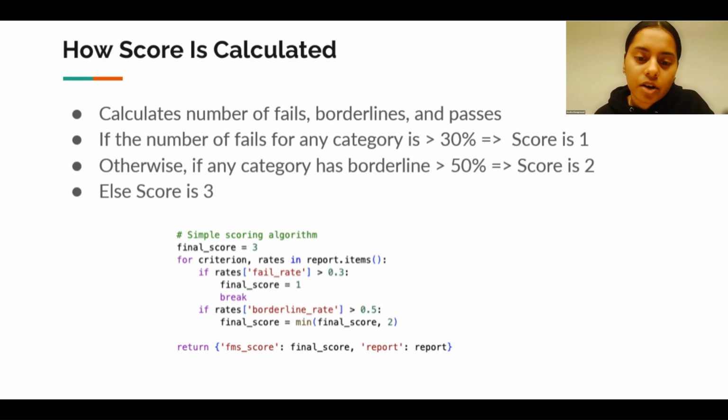Otherwise, if any one category has a borderline percentage of greater than 50%, then the score is automatically 2. And if none of those are true, then the score is 3.